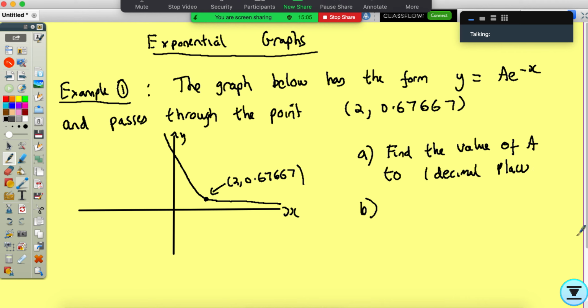Right? Now, if you get a whole number answer, just give me a whole number answer, right? But I'm looking for 1 decimal place if you've got to do rounding, right? Because the question's saying that, right? Hence, find the equation of the graph.